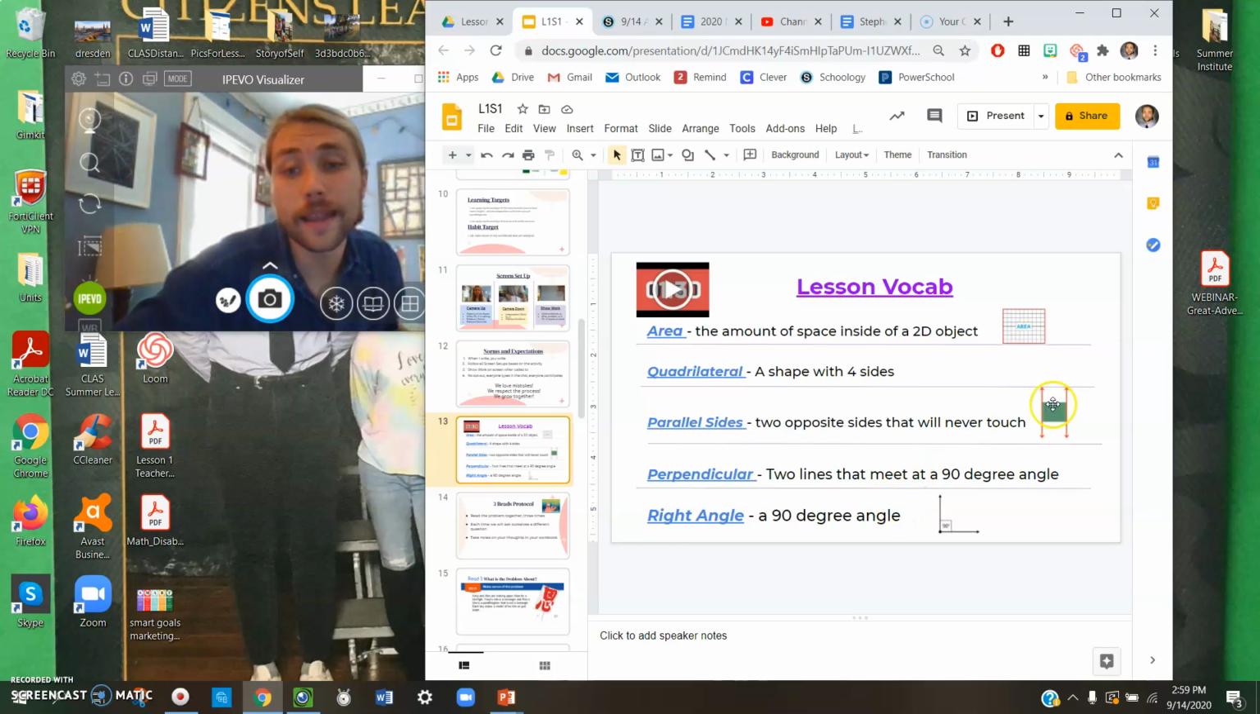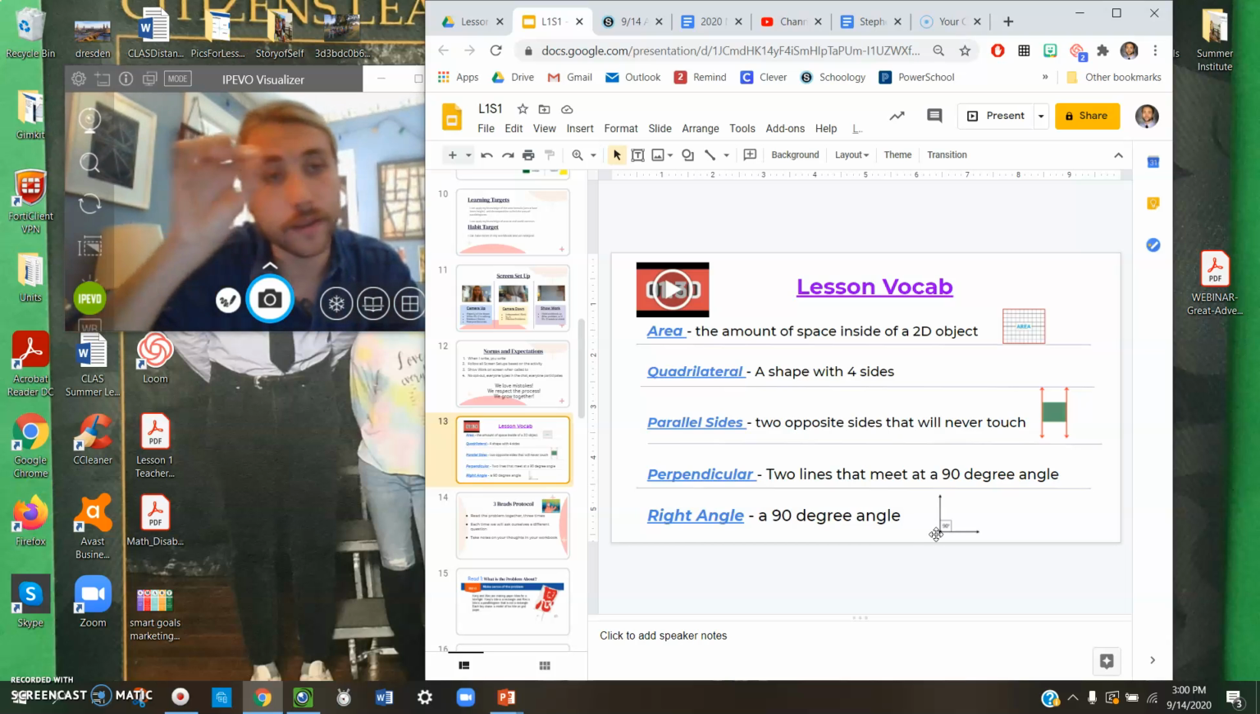Perpendicular are 2 lines that meet at a 90-degree angle. And if you need to know what a 90-degree angle is, there's a picture of that below for a right angle. So a right angle is a 90-degree angle. That is represented by that little square that you see in the corner of those 2 lines. It says 90 degrees. So if you are working with a shape and you ever see that little square in the corner of 2 lines, that is indicating to you that that is a right angle or a 90-degree angle.